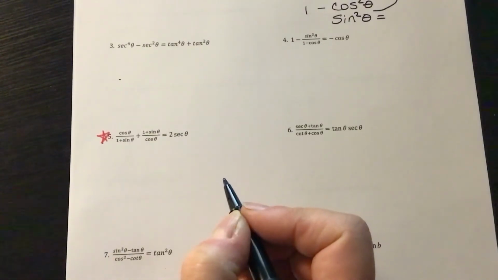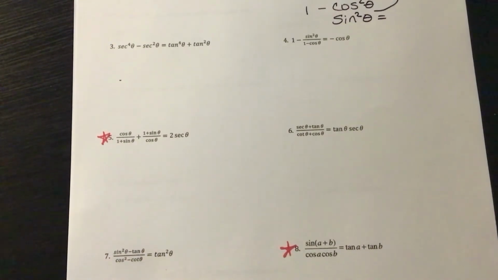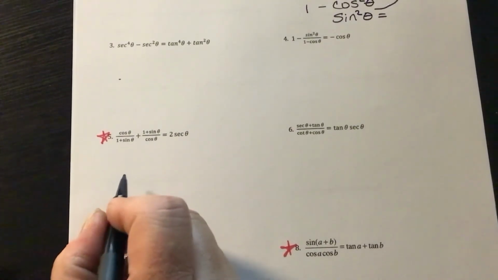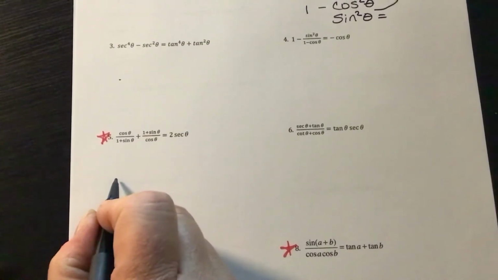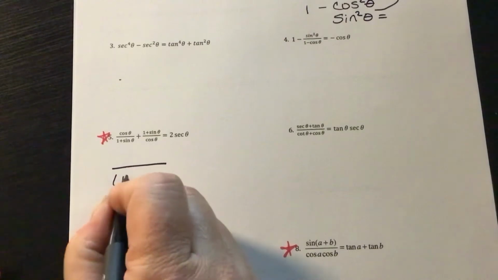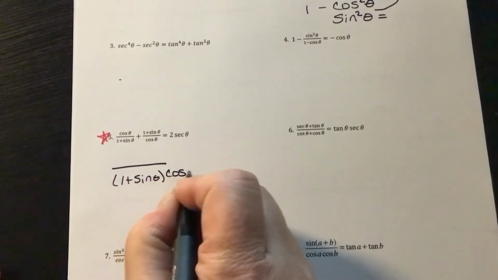On number 5, I have cosine over 1 plus sine and 1 plus sine over cosine. So this is 2 fractions that I'm adding together. What I need to do is get a common denominator, and my factors on the common denominator will be 1 plus sine and cosine.